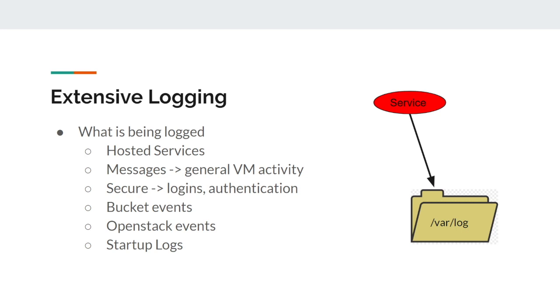/var/log/messages, which is just general VM activity. Anything that goes on within the OS, things like cron jobs and other stuff like that, output their logs here. Secure, which has to deal with any logins or authentication actions within the VM. We're logging bucket events, which is basically any action that's taken on our secure buckets in order to maintain that our data is in there safely. Any OpenStack events, which is interaction with OpenStack through the OpenStack command line interface, and any startup logs or things that Linux creates when it actually boots up the initial CentOS VM.